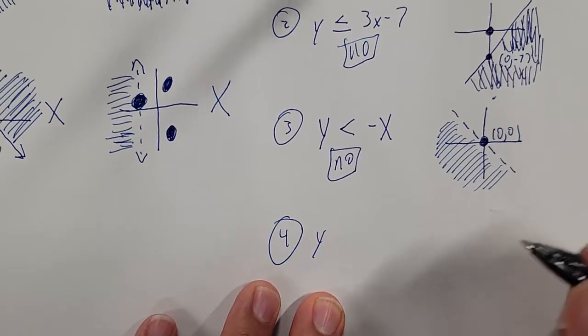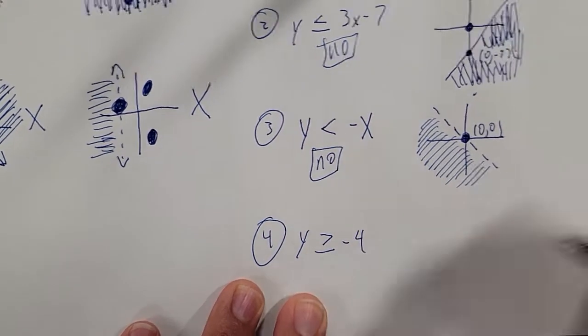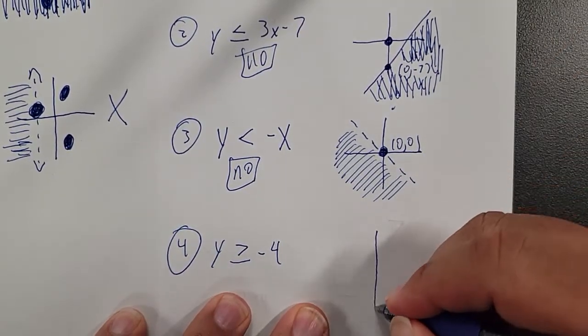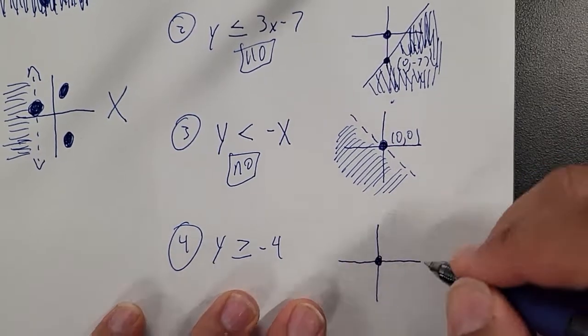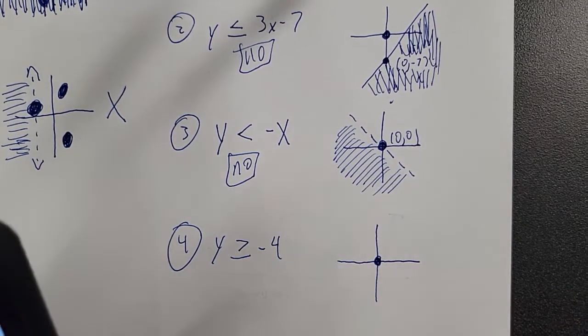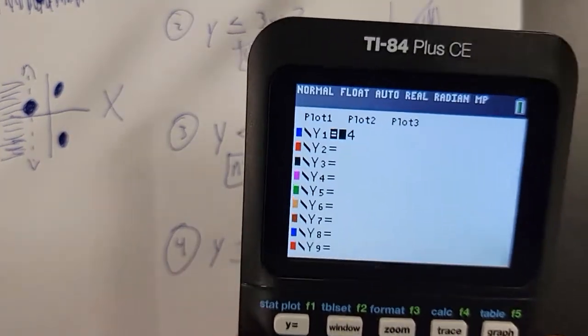Okay. Let's do y is greater than or equal to negative 4. All right, let's see if that's going to work. So everyone go ahead and draw. Put your 0, 0 point. And then let's go ahead, reset, negative 4.